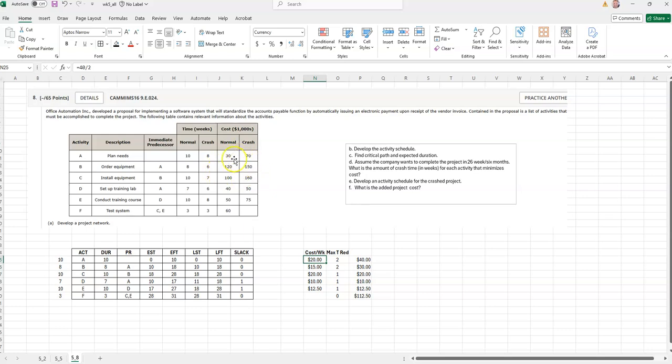Total savings here, or the total cost here, is $30,000. If I divide that by 2 weeks, so $15,000 a week for activity B, and so on and so forth. So make sure you come up with all these costs per week. The next thing is, the discussion in the book goes like this.